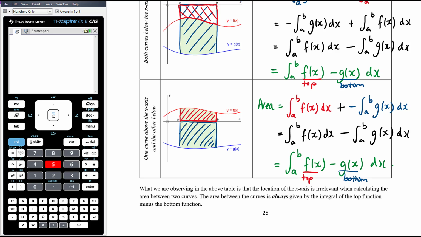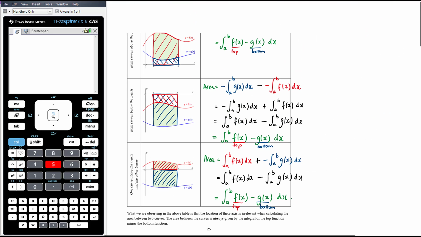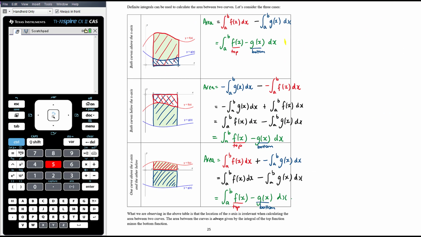And what we see here, let me just zoom out for a minute so you can see them all at once, is that all three, whether both curves are above the x-axis, whether both curves are below the x-axis, or whether one is above and one is below, it is the same thing every time. So the point that I'm trying to make here is that you don't need to treat them differently. It doesn't matter where the x-axis is, the area between the two curves will always be the integral of the top minus the bottom. And you do it as one single integral.